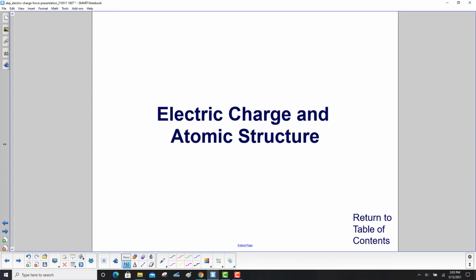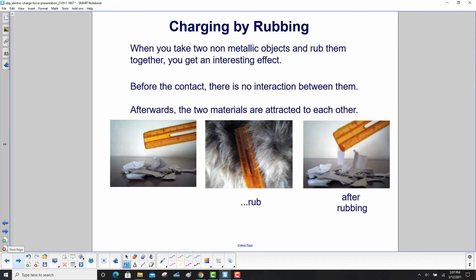Electric charge and atomic structure. When you take two non-metallic objects and rub them together, you get an interesting effect. Before the contact, there is no interaction between them. Okay, we have a plastic ruler and some bits of paper. We then rub the plastic ruler on some fur. Afterwards, the two materials are attracted to each other. You can see the bits of paper going up, being attracted by the ruler.